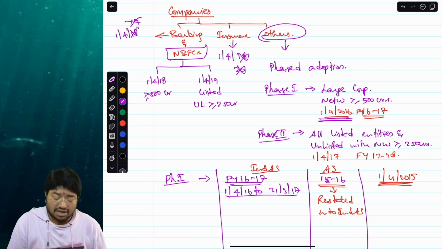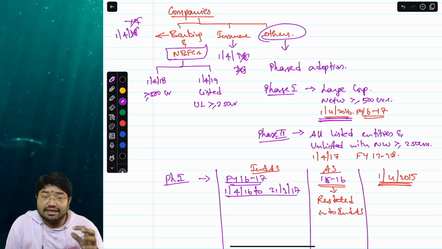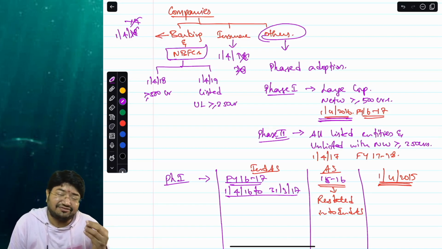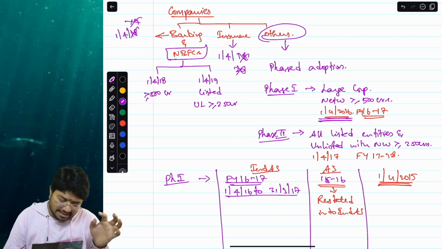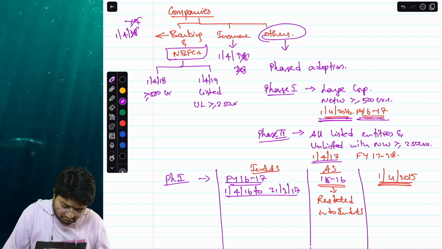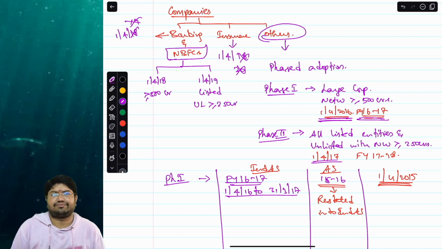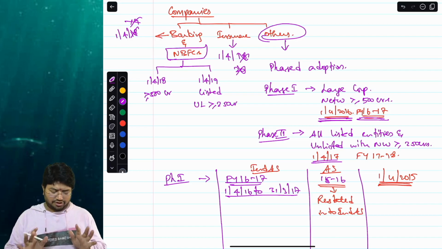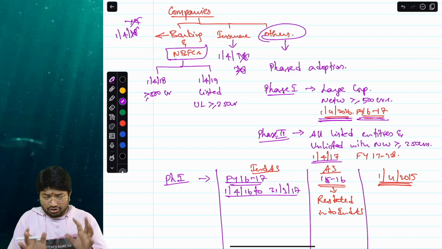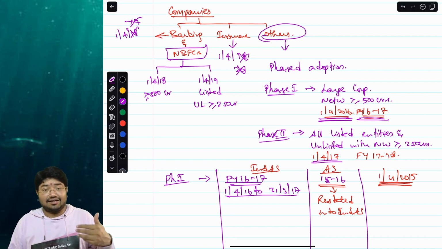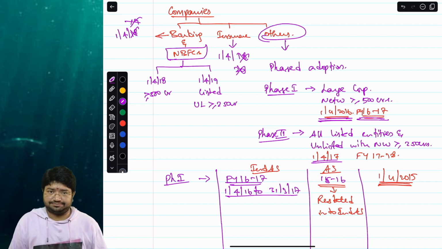However, if the listed entity does not have net worth, that means the net worth is negative, also, by the next date it should implement, that is 1/4/2017, it should implement Ind AS. Okay. So these are a few aspects which you should be cautious about whenever you look at the parameters as to when Ind AS is applicable to an entity.